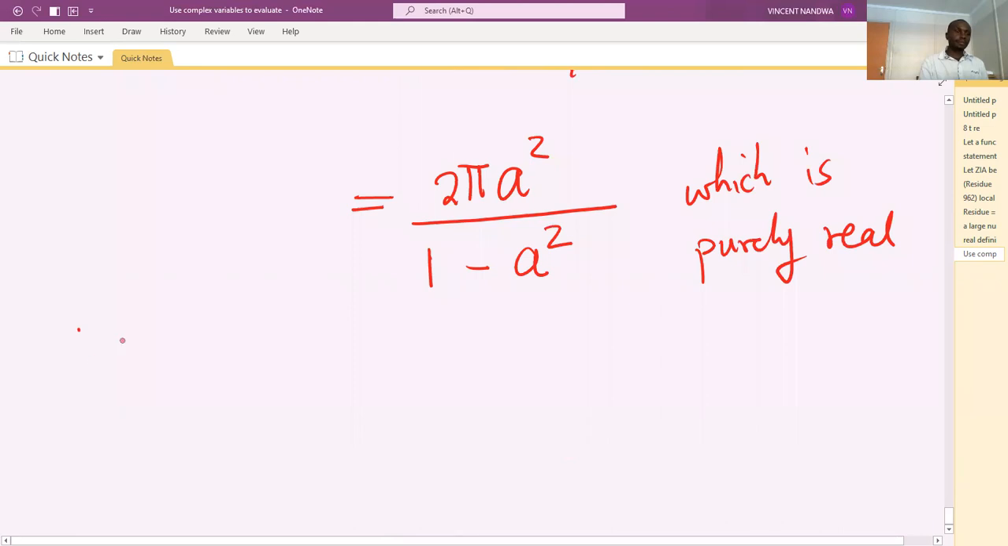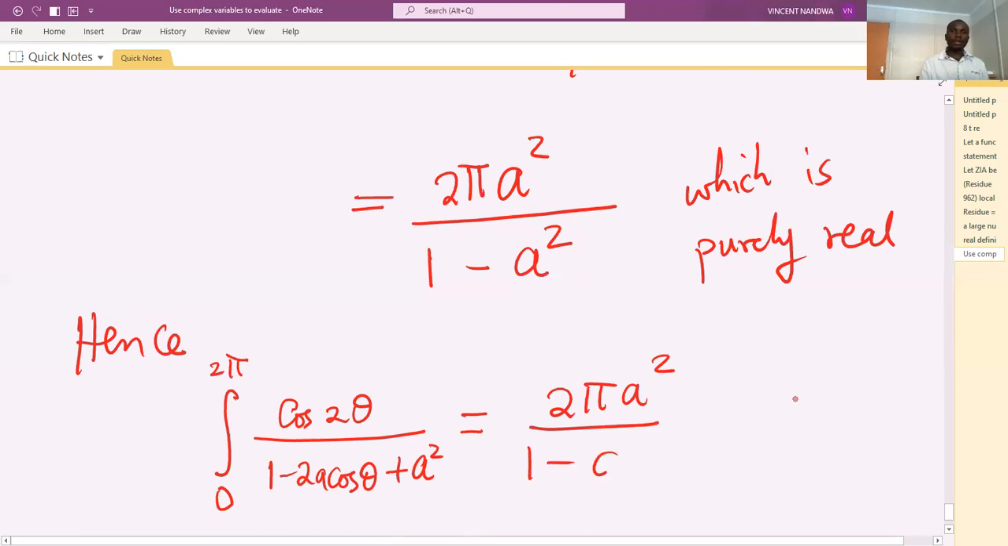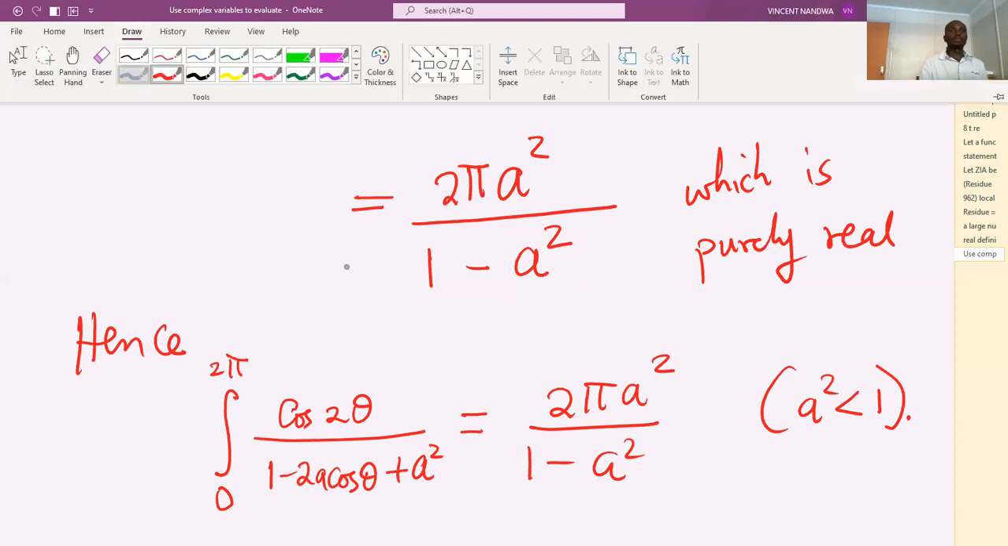Hence, we have shown that the integral from 0 to 2 pi of the function cos of 2 theta divided by 1 minus 2a cos theta plus a squared is the same as 2 pi a squared over 1 minus a squared, for a squared strictly less than 1. So that is how we prove that given problem. Thank you.